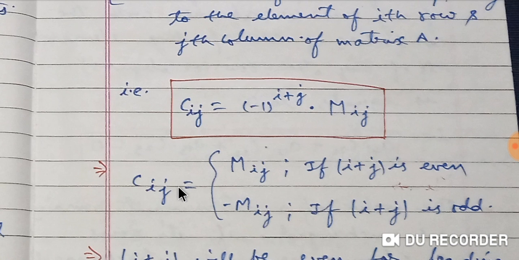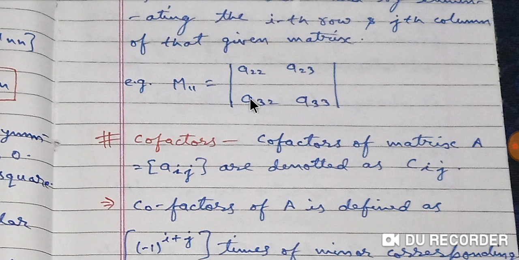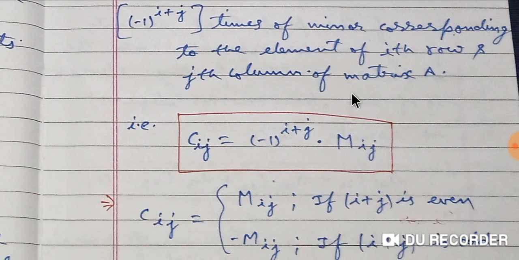Actually this cofactor is also a matrix. A minor is also a matrix; in this case the minor is a square matrix, a determinant of order 2. So cofactors are also a matrix. We have to find the cofactor of each and every element of a given square matrix, and so this will form a matrix.